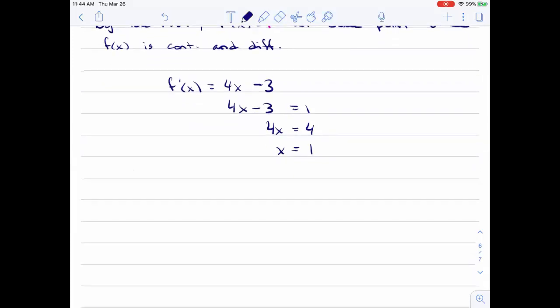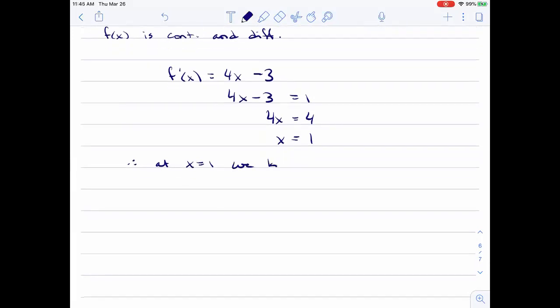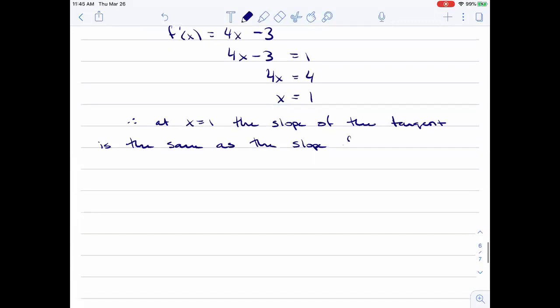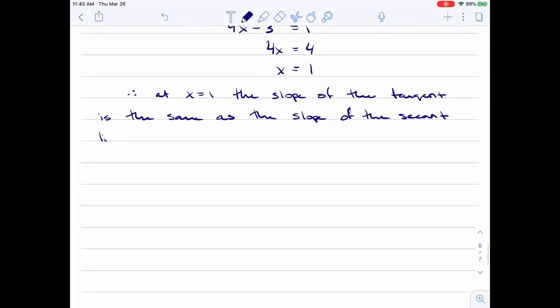Okay. So therefore, at x equals 1, the slope of the tangent is the same as the slope of the secant line connecting the endpoints.